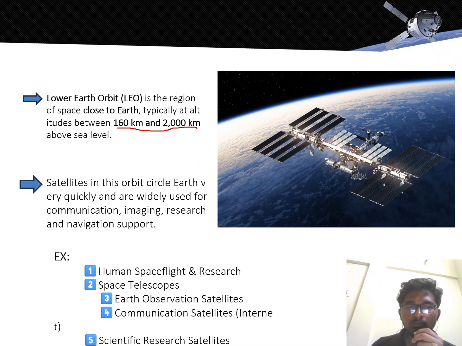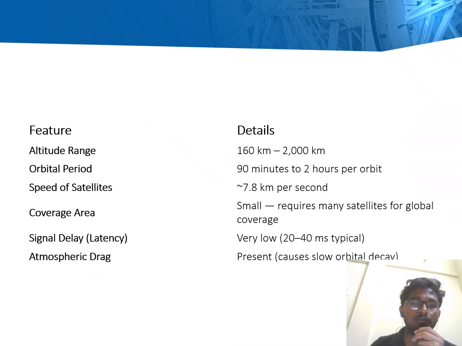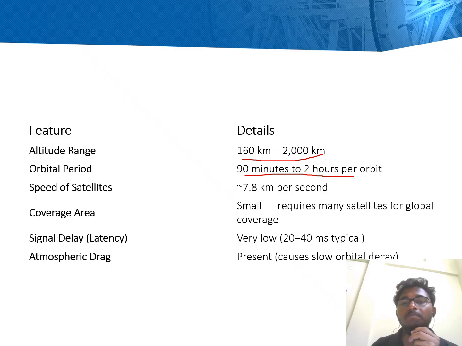Now we see the features of the LEO. Altitude range is 160 to 2000 kilometers. Orbit period, the time taken to complete one orbit, is nearly 90 minutes to 2 hours. The speed of the satellite is approximately equal to 7.8 kilometers per second. The coverage area is very small, which requires many satellites for global coverage. Signal delay is very low, 20 to 40 milliseconds typically. Atmospheric drag is present and causes a slow orbit decay.